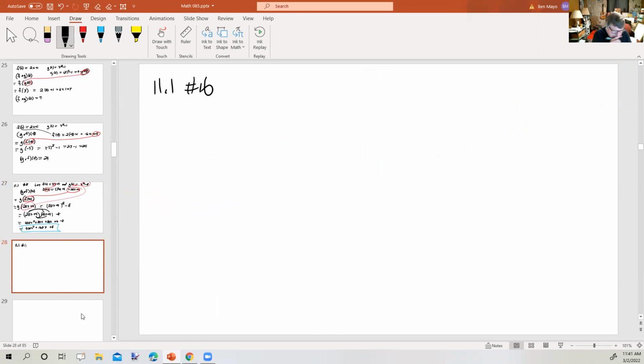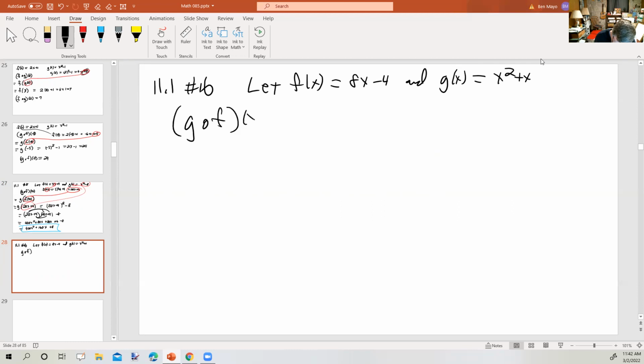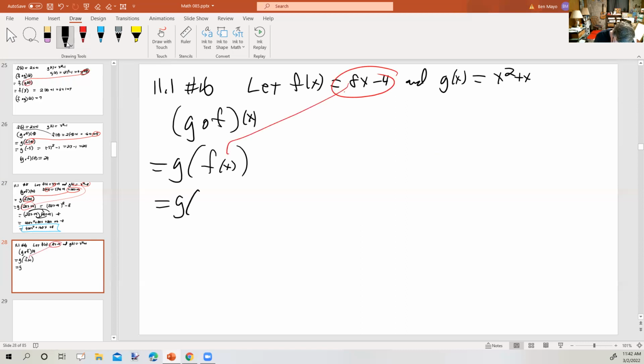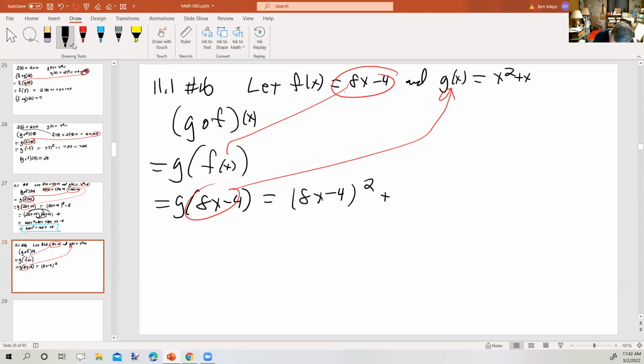This is another one. This is number 16. Okay, here. It says, let f of x equal 8x minus 4 and g of x equal x squared plus x. Find the following: g composed with f of x. Well, g composed with f of x is g of f of x. But f of x is that, so that goes in place of that, gives us g of 8x minus 4, which now goes in there. So we have 8x minus 4, the quantity squared, plus 8x minus 4, because it's x squared plus x.